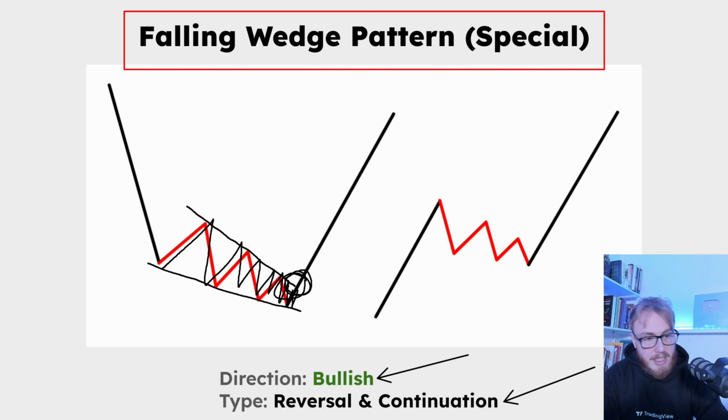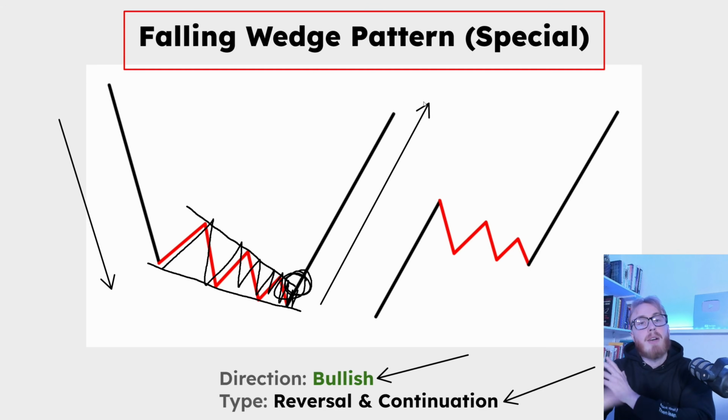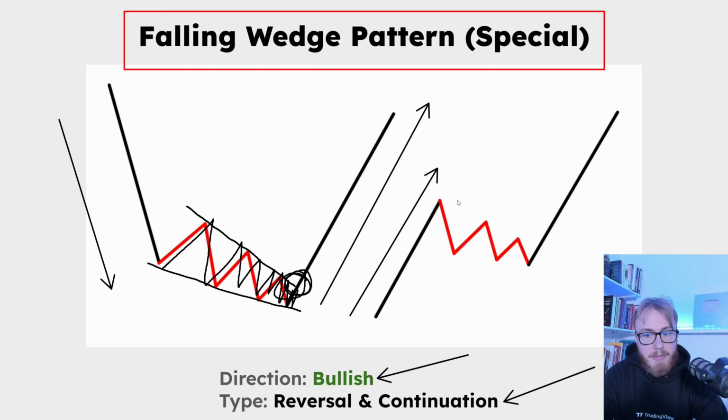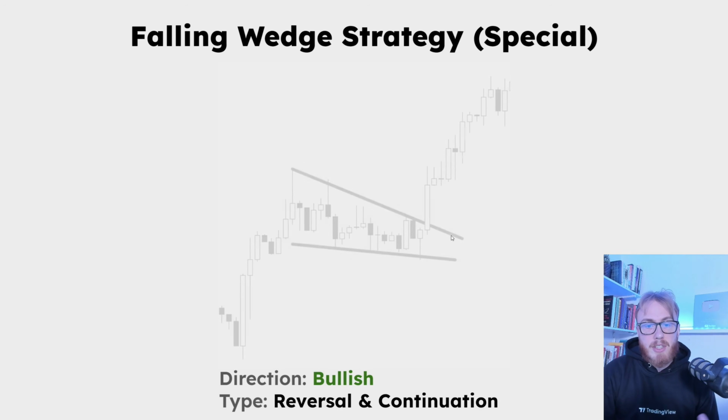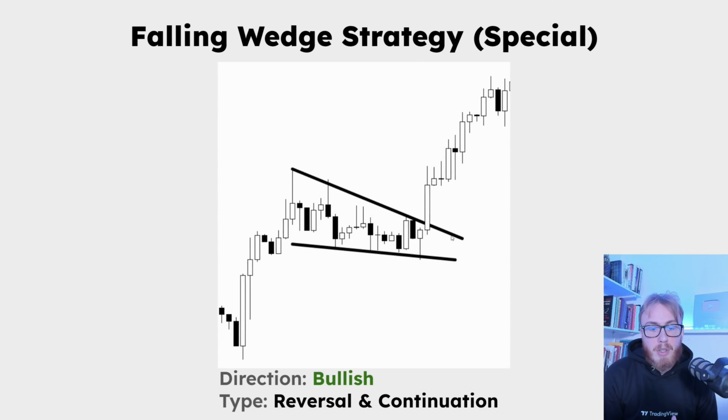But because this wedge can be both a reversal and a continuation, it doesn't matter if we have a downtrend before the pattern, because if we have a downtrend before, it's a reversal with the goal of, of course, reversing the price towards the upside. But if we have an uptrend before the pattern, then this will simply be a continuation pattern with the goal of continuing the previous uptrend. So now then, let's take a look at an example of how we can trade this pattern.